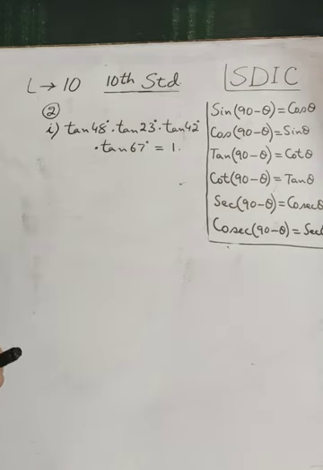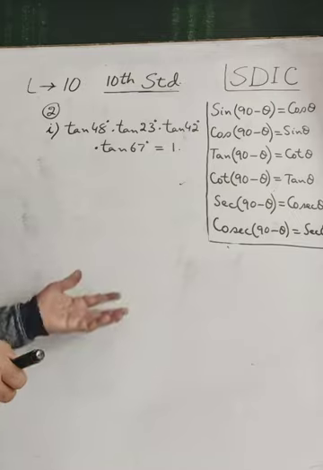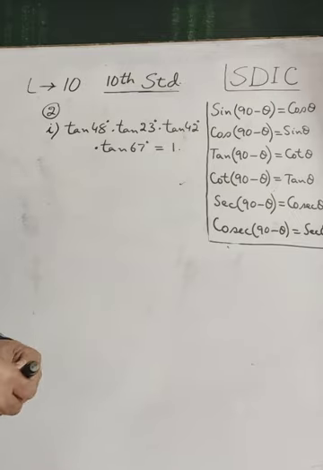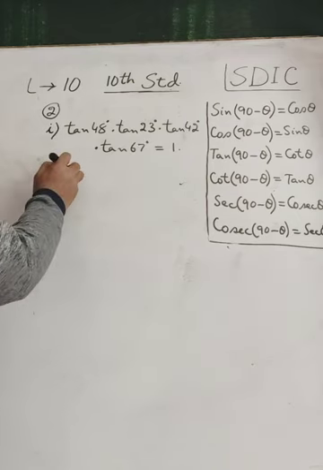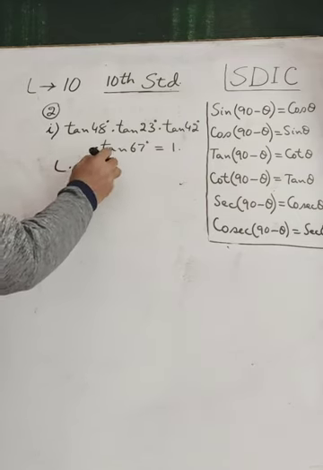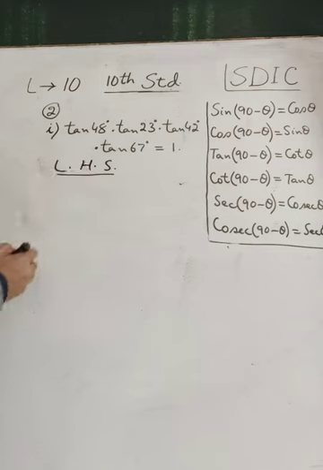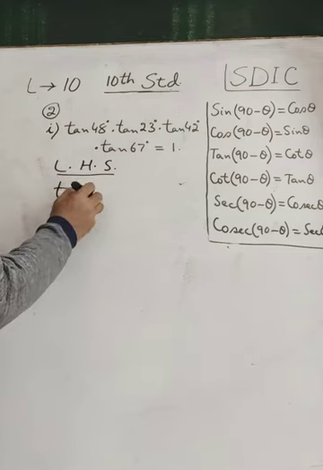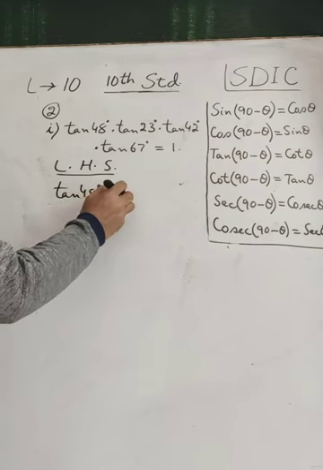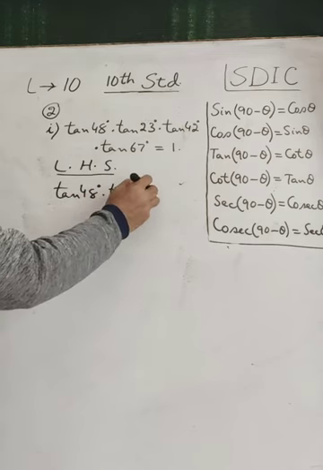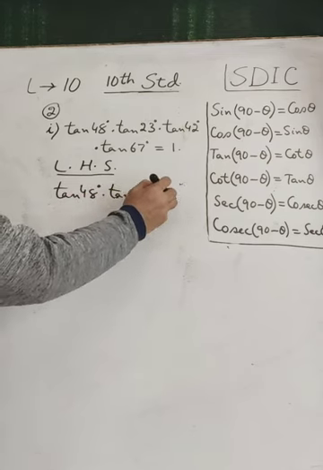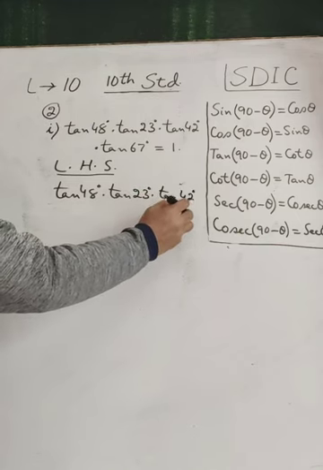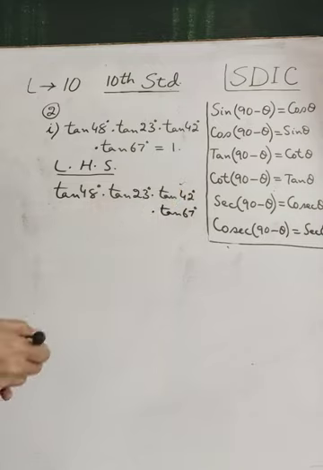Whenever you have questions involving prove that or show that, where we show left hand side is equal to right hand side, what shall we do? We will consider its LHS and simplify that. LHS here is tan 48 multiplied by tan 23 multiplied by tan 42 multiplied by tan 67 degrees. We will show this is equal to 1.